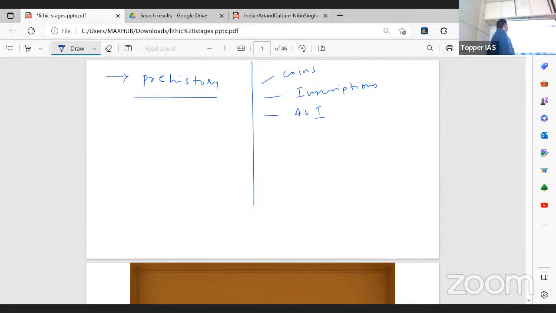And in the prehistory phase we'll be studying about lithic stages. Lithic means stone, ಅಥವಾ stone age ಅಂತ ಏನ್ ಕರಿತೀವಿ, ಶಿಲಾಯುಗ. Stone age, which means the tools used by human beings were made up of stones, not any metal, not iron, not bronze, but only stones.